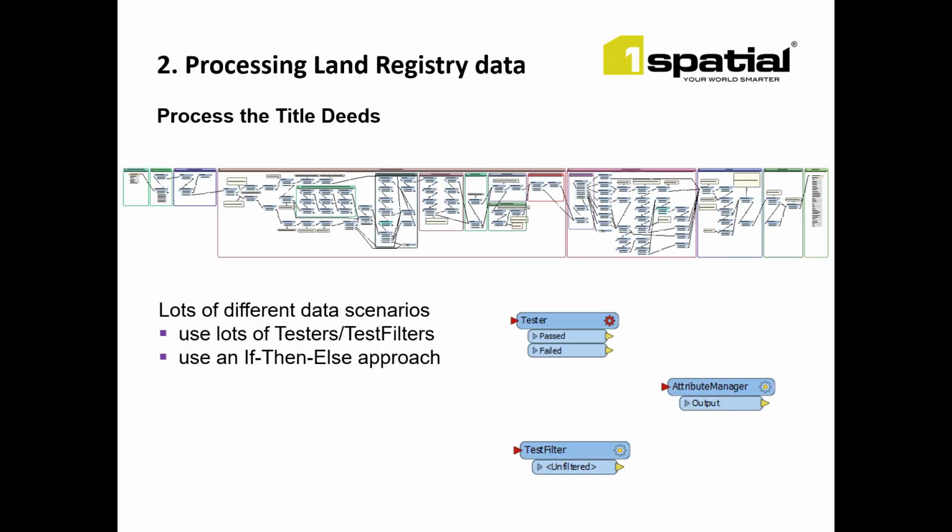Okay, so then it came to processing the title deed information, the attributes. And that was pretty tricky because we found lots of different data scenarios. So we've used lots of tester and test filter transformers to identify the different scenarios, and then we used an if-then-else approach to processing. So if my data is in this scenario, then I'm going to do this, otherwise I'm going to do something else or pass it on to the next stage.